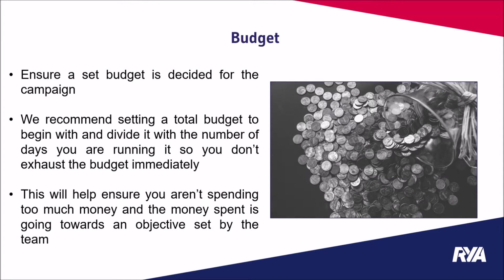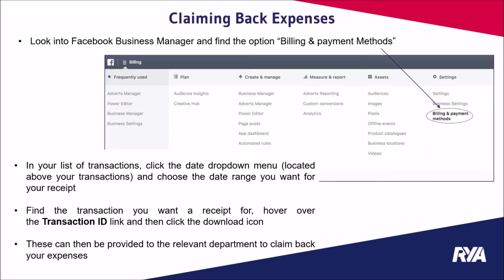And if you have more than one person helping you with boosting posts, here's quite a nice feature. If you're using Facebook Business Manager, you can actually claim back expenses, by having a look in billing and payment methods. Simply, in the list of transactions, click the date drop-down menu located above your transactions and choose the date range you want for your receipt. Then find the transaction you want a receipt for, hover over the transaction ID link and then click the download icon. These can be provided to the relevant department to claim back your expenses.